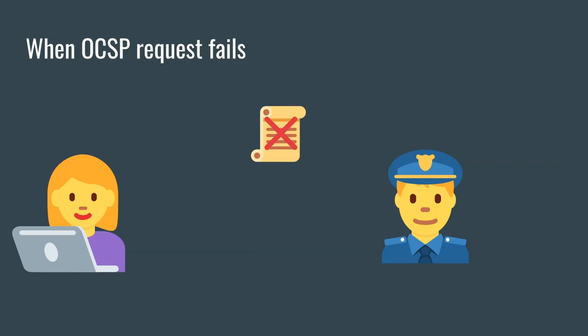Should you opt for just showing the website anyway, favoring really snappy response times and fast page loads? Or do you opt for the more secure solution, which is just don't serve the page, throw a security error and a big warning that says, hey, I couldn't verify whether this certificate was revoked or not? Security often involves these user experience versus security trade-offs.